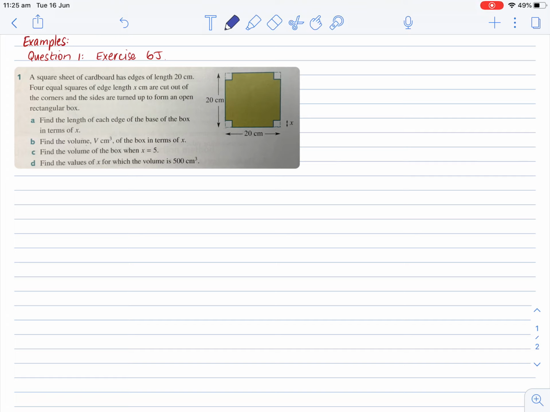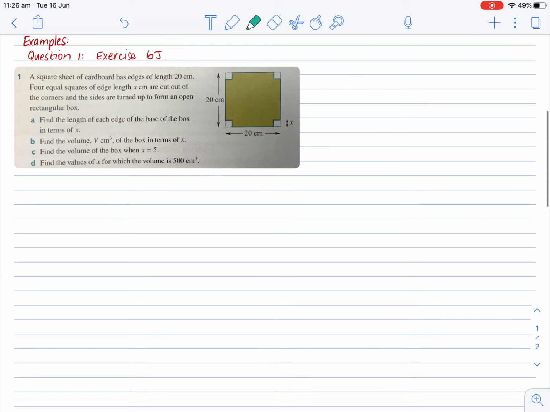So as I mentioned in our lesson, it's really important that we read and reread the question. So on my second reading now, I'm going to highlight some of the key terms that we need to know in order to be able to do this problem. The first thing that I come across here is that it's a square sheet of cardboard. So that's important because it's telling us the length is equal to the width. So let's not forget those simple things about a square. And we know that the length of the edges is 20 centimetres.